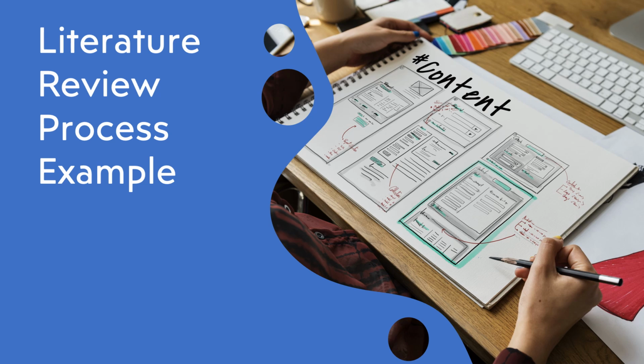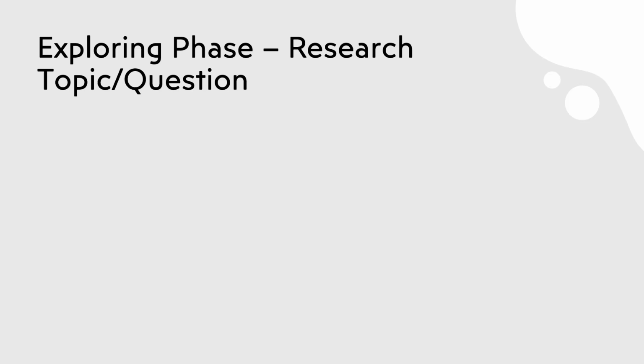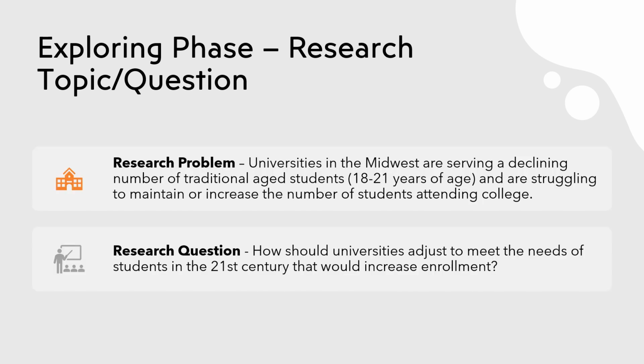Now let's look at an example that walks through the entire process we just discussed. You begin with the exploration phase, your research topic or question. In this example, my research problem is that there is a declining number of students who are traditional college age, and universities are struggling to maintain or increase their enrollment numbers. The question I'm going to research is, what changes can universities make to meet the needs of modern students and increase enrollment?